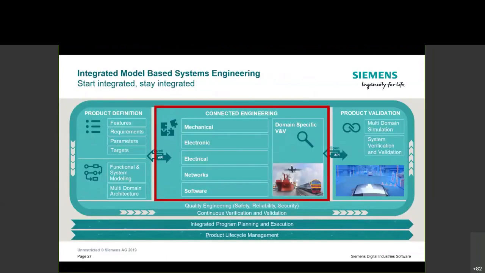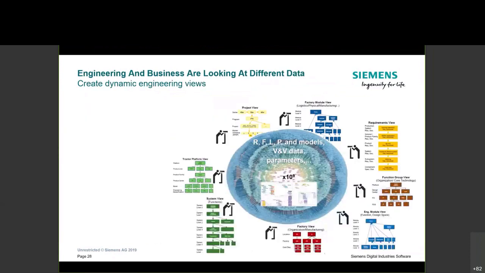Okay, so I'm going to move next to connected engineering. And I will probably start introducing some of the complexity as well on the connected engineering side. We mentioned multiple times the complexity, the amount of data, its magnitude of millions, its RFAP and more. And then, as an engineer, not everybody is looking at the data in the same way or has a different interest, let me say, on the data.